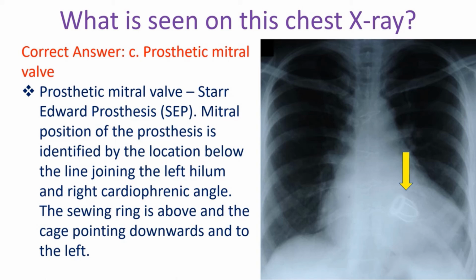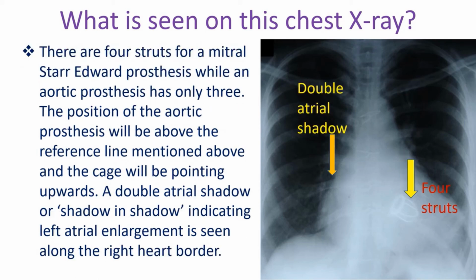Mitral position of the prosthesis is identified by the location below the line joining the left hilum and right cardiophrenic angle. The sewing ring is above and the cage pointing downwards and to the left. There are 4 struts for a mitral Starr-Edwards prosthesis, while an aortic prosthesis has only 3. The position of the aortic prosthesis will be above the reference line mentioned above, and the cage will be pointing upwards.